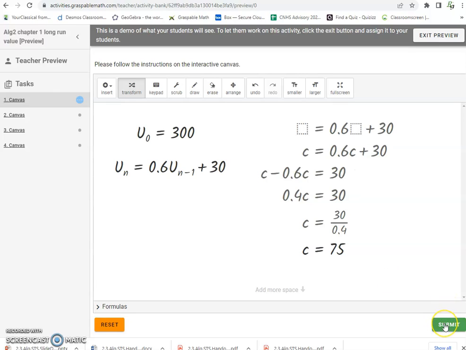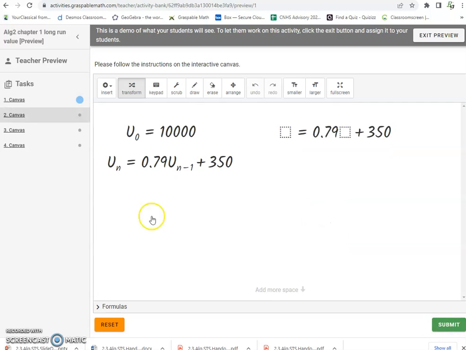So when you're done with the problem, click on Submit. Right now the blue up here is indicating you've started the problem, you've worked at it, and then by clicking Submit it'll turn to green saying that you've completed it. So the steps here are the same for the long run value.